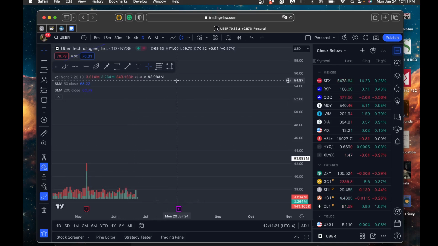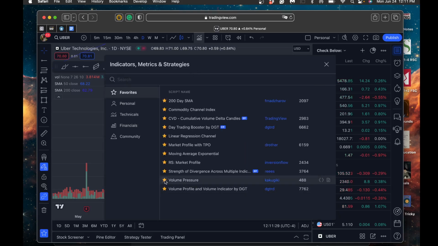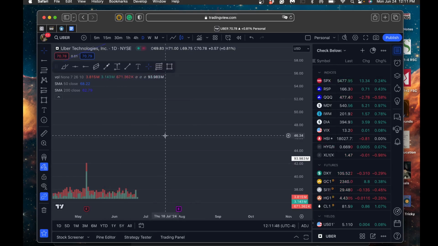Quick side note, the indicator that I use for volume is Volume Pressure by Kakujiki. There it is right there. In case you want to copy that down, I'd suggest writing that down. It's a pretty unique username, so it would probably be hard to find. But yeah, Volume Pressure by Kakujiki. So now on to volume itself.